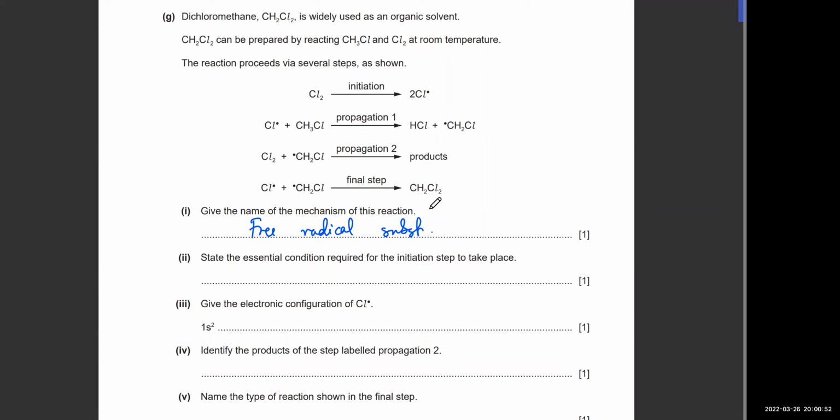Achha, uspe kya hota tha ki UV light. How UV light was required, the essential condition UV light, that was required in the first step. Kyunki aapke saare radicals jo hote hain wo produce hote the. A radical is a very reactive species which is formed due to homolytic fission, when the bond breaks equally under UV light. And Cl radicals are produced.